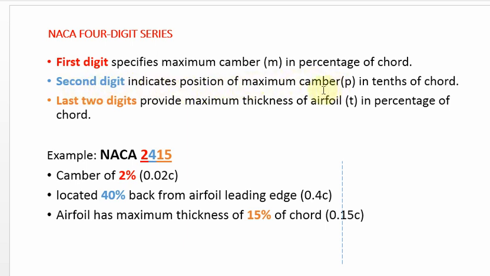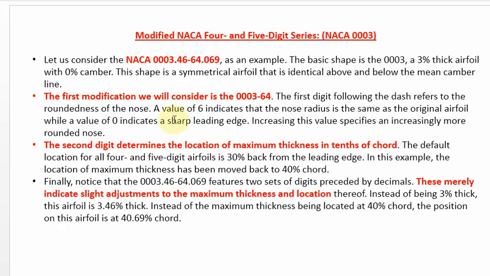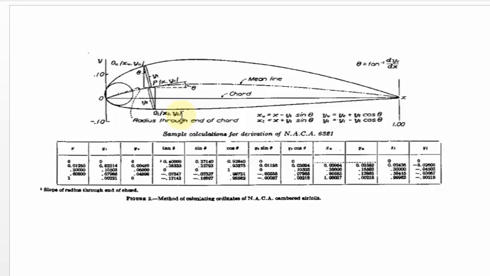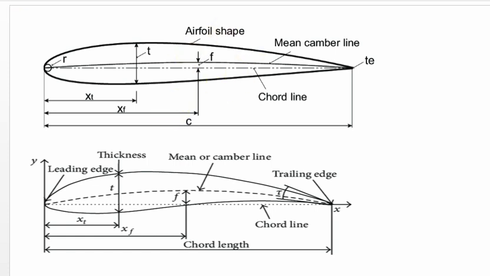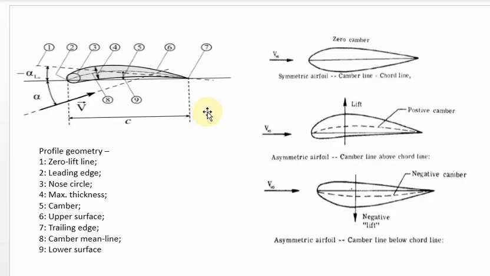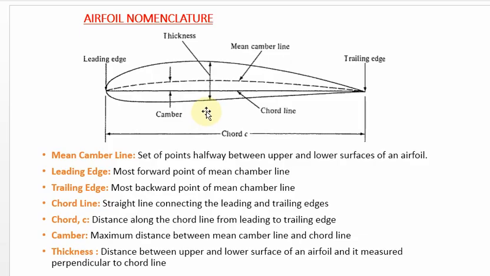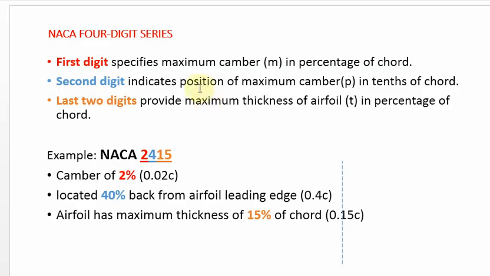Okay, so we previously discussed this. In our case, see here, this is the first digit, which is my maximum camber, and this is the position of my maximum camber. That is what they are trying to say. The first one is the value of the maximum camber available, and this one is the position of the maximum camber.